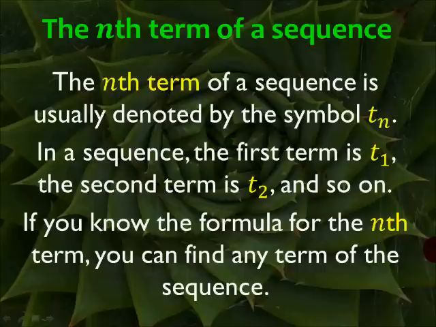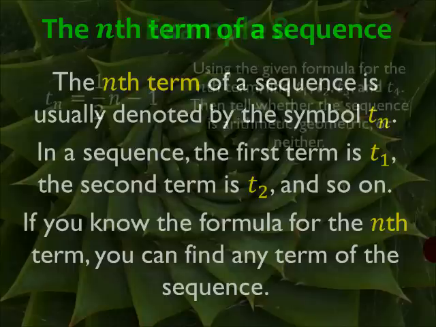The nth term of a sequence is usually denoted by the symbol T sub n, or Tn. In a sequence, the first term is T1, the second term is T2, and so on. The nth term represents some number down the line. It could be 1, it could be a million. If you know the formula for the nth term, you can find any term of the sequence. Now, obviously, if you have a formula, that makes it pretty easy. Beginning tomorrow, you will solve for the formula yourself. But let's today just give you the formula and see how it works.